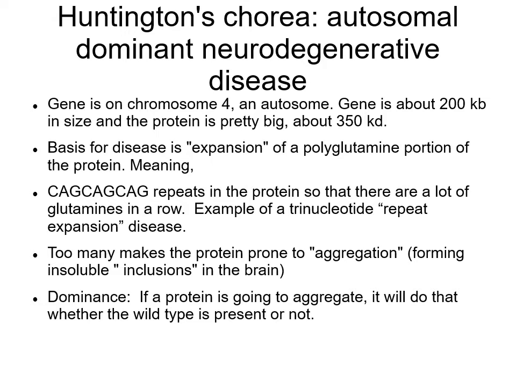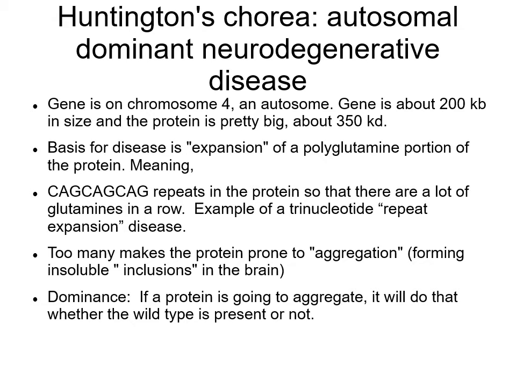And it's an expansion disease because what happens, or has happened at least, is that instead of having a reasonable number of CAGs, you end up with many, many more than you're supposed to have. And that leads to protein aggregation, so you're forming insoluble protein inclusions in your brain, eventually leading to neuronal death, etc.